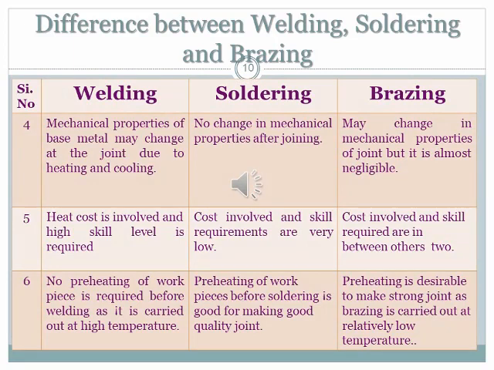Next, the mechanical properties of the base material will change at the joint due to heating and cooling process in welding. Whereas in soldering, there is no change in the mechanical properties even after the joining process. The mechanical properties will never change. In brazing, it may change the mechanical properties of the joint, but it is almost negligible. We can say that there is not much change in the mechanical properties. Whereas in welding, we can clearly see the change in the mechanical properties.